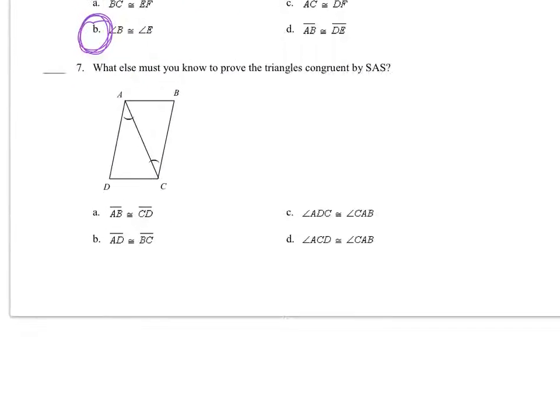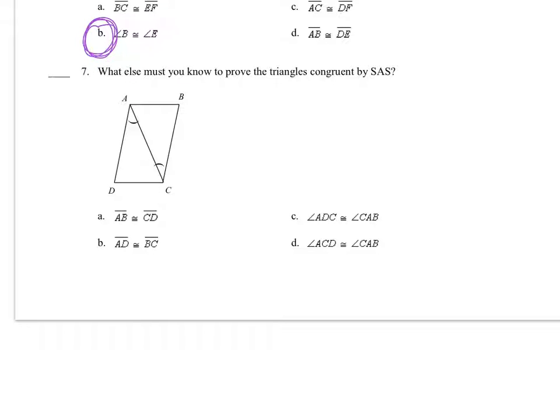Next. What else must be true to prove that it's side, angle, side? One thing that I already know looking at this picture is that this has to be congruent to itself. So we already know that. That's already given in the picture. Without actually making a statement, we know it.